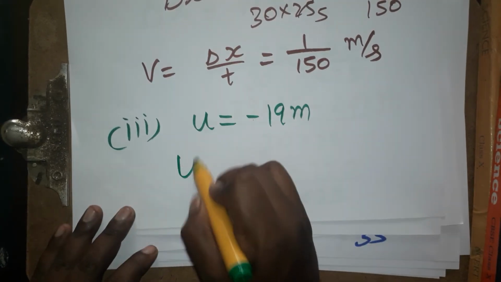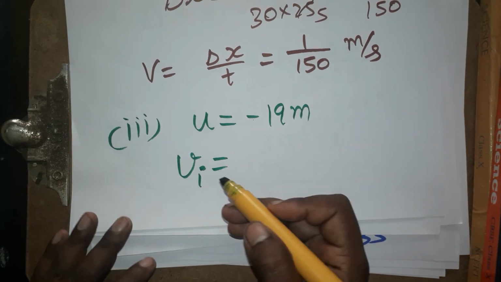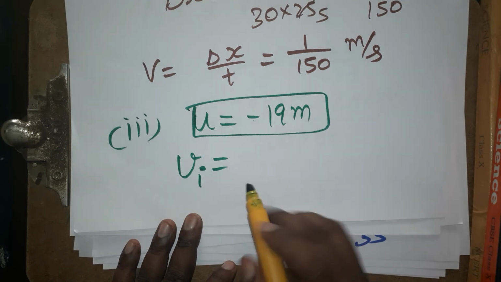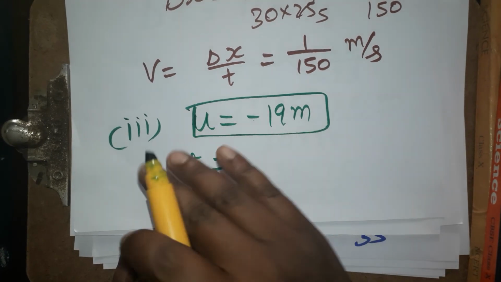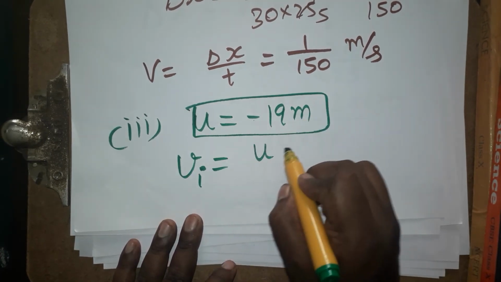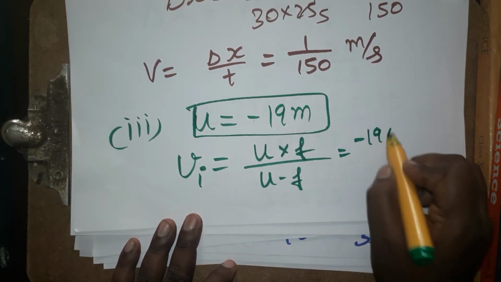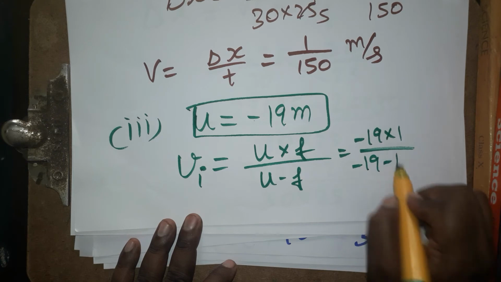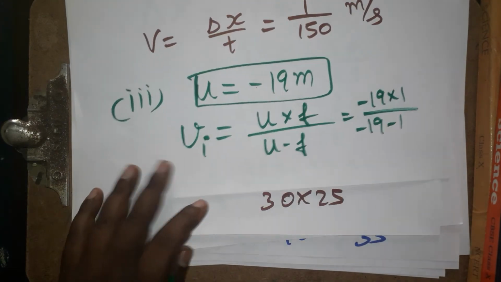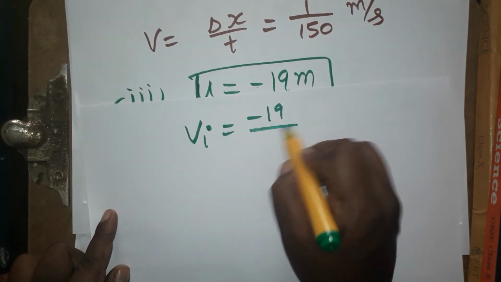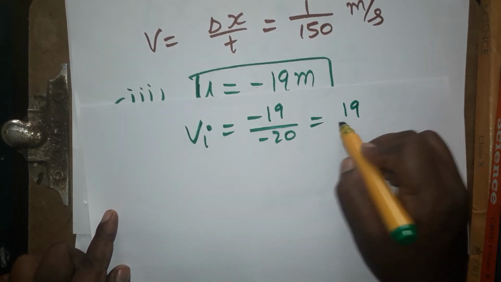Object is placed at 19 meter. Now for the image position, initial position and final position, we are going to find using u into f divided by u minus f. It's going to be minus 19 into 1 divided by minus 19 minus 1. So the answer I'll get is minus 19 divided by minus 20. V initial is 19 by 20.